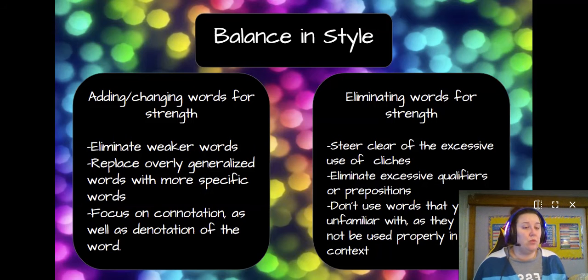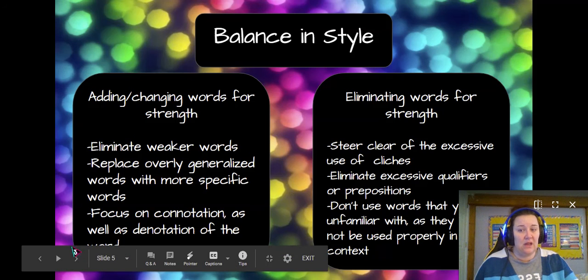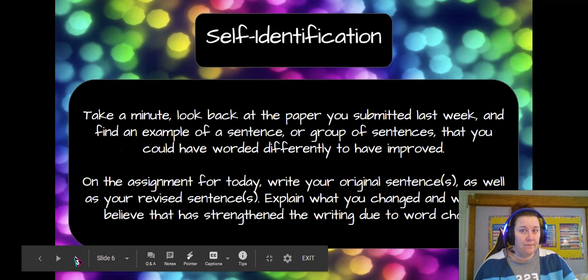Last but not least, eliminating words for strength. Eliminate words that you're not usually using in your vernacular. If you're not normally saying them, don't use them. That doesn't mean that we're going to slip into colloquialisms or slang, but we are going to use words that we might be familiar with so that we can ensure that it does in fact fit in the context of what we're trying to say.